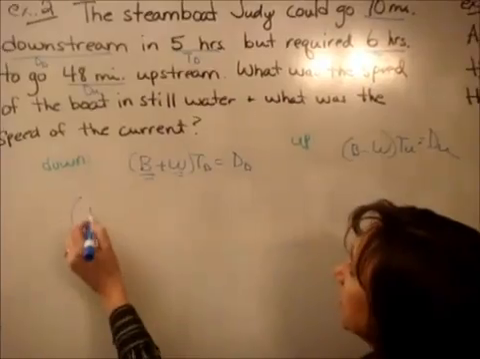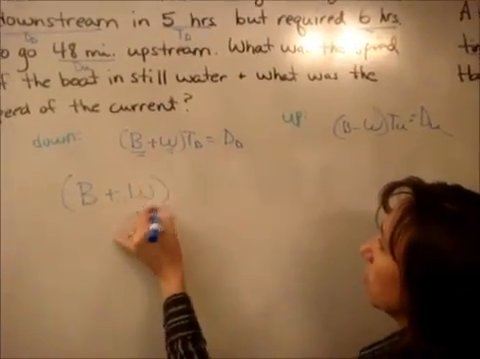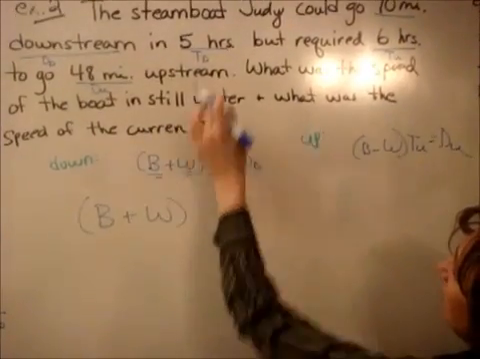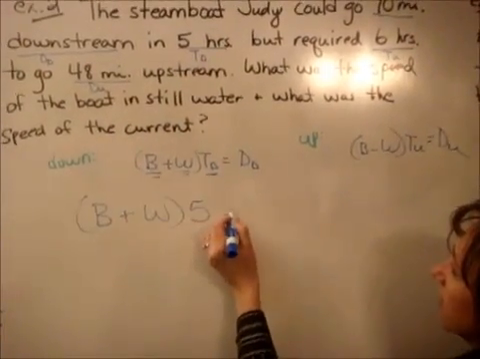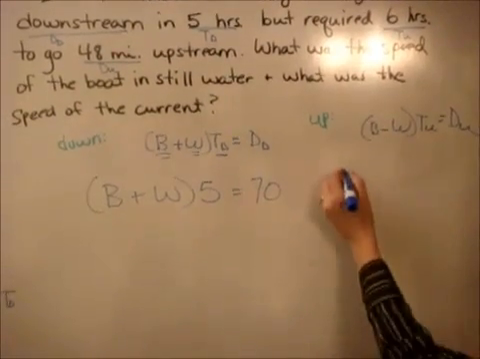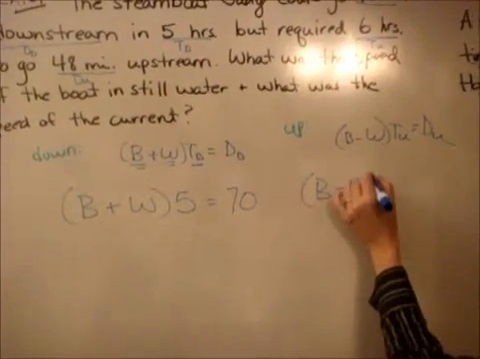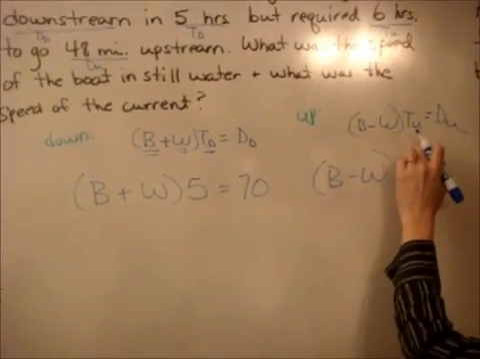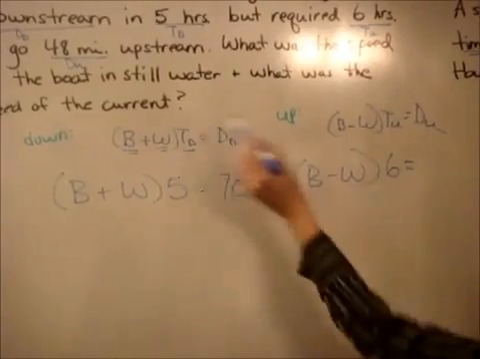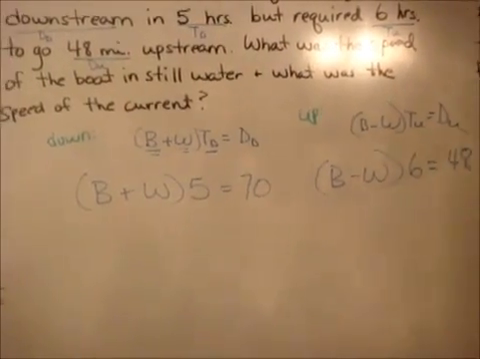So we don't know our B and W, so we just say B plus W. We're working on our downstream. So we need our time, and it says 5 hours, so we just put a 5 there. And our distance is 70. Then we do our upstream. We don't know our B and our W, so we leave them in. Our time upstream is 6, and our distance upstream is 48. So those are two equations.